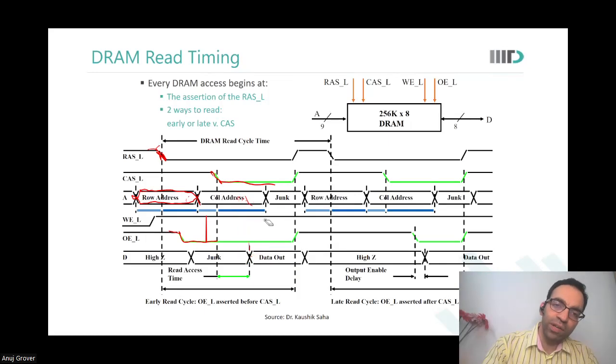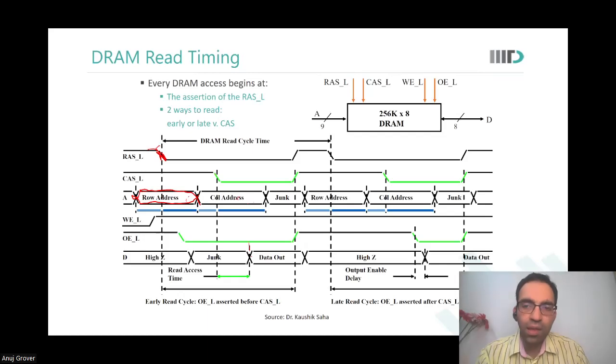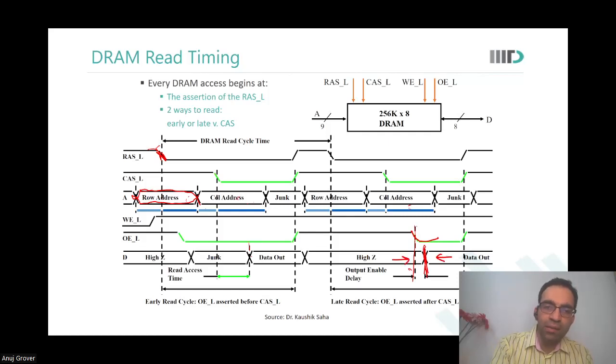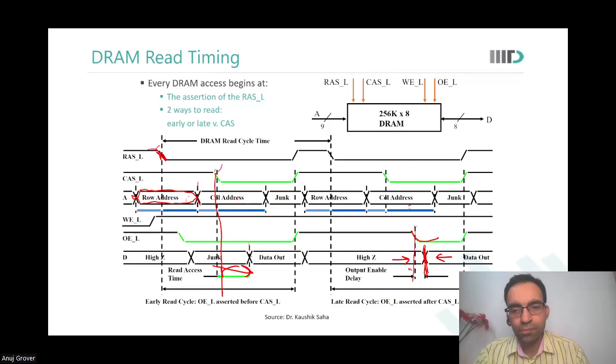So there is one kind of timing here. This is called early read, where output enable was already low. There was no decision making done at that time. In late read, much after the column address has been given, we assume that output was actually available in the memory, but output enable went low much later. In this case, as soon as output enable went low, data out will appear much faster. So you see this duration is much smaller than this duration, CAS to data out. This is called late read.